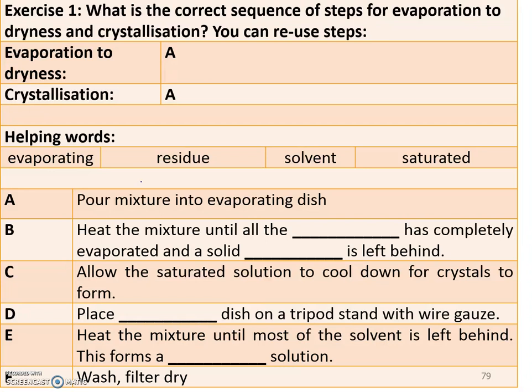So now we're going to have a quiz. Do fill in the blanks for the helping words for B, D, and E. And what we're going to do in the quiz is that you need to reorder the steps for evaporation to dryness and crystallization, and key in your answers.